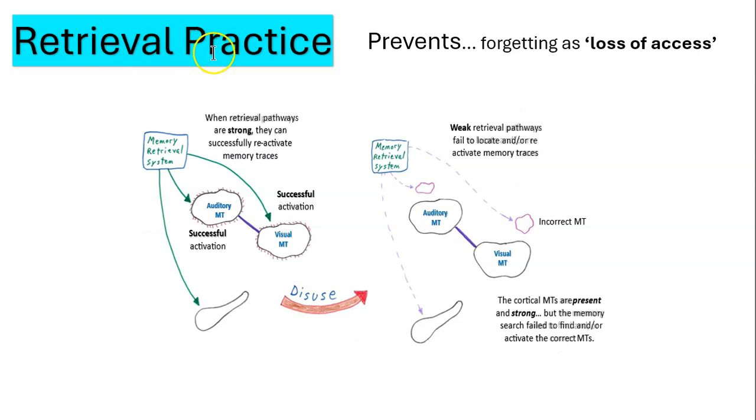So retrieval practice prevents this very important form of forgetting. Every time we retrieve, we're strengthening those retrieval pathways so that our searching system, our cortical retrieval system, can find those memory traces.